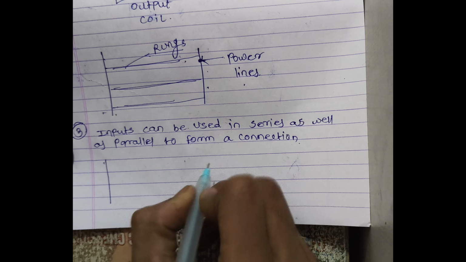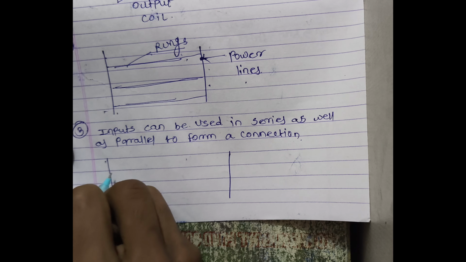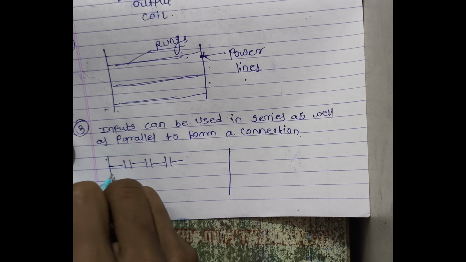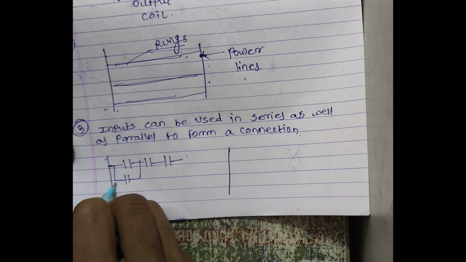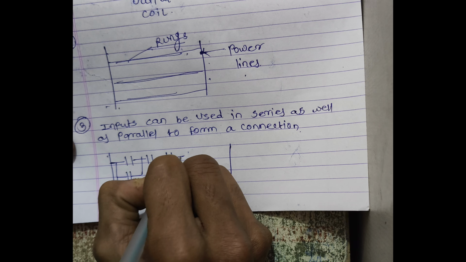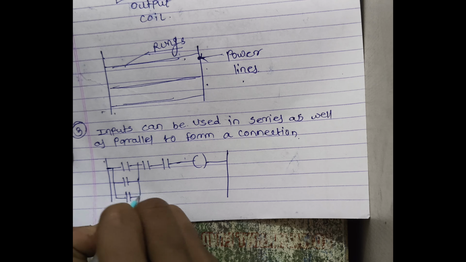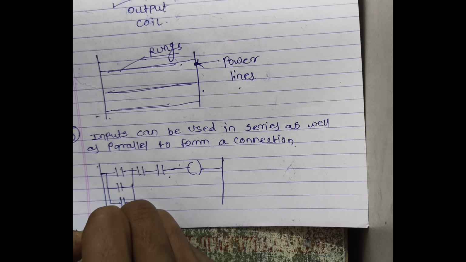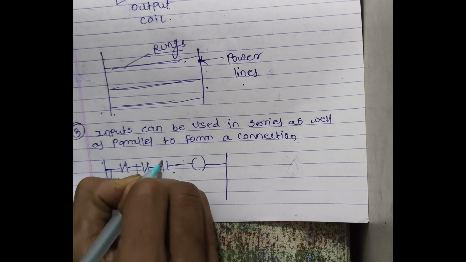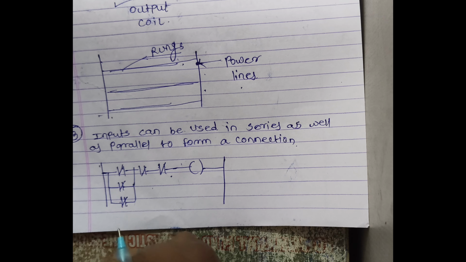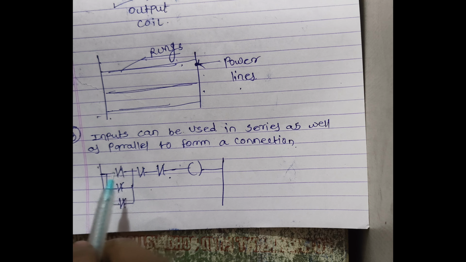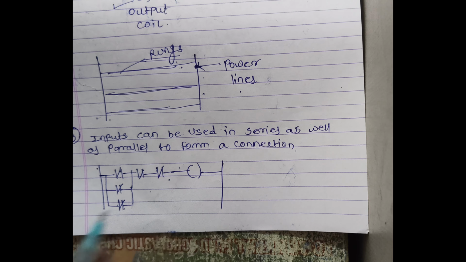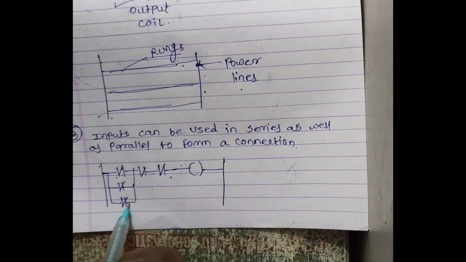Here I have drawn one ladder logic. This has my inputs, this also my inputs, and this is my one input. You can see here I have connected 3 inputs in series and 3 inputs in parallel. You can connect NC contacts also, 3 in series, 3 in parallel. The rule says that inputs can be used in series as well as parallel to form a connection.